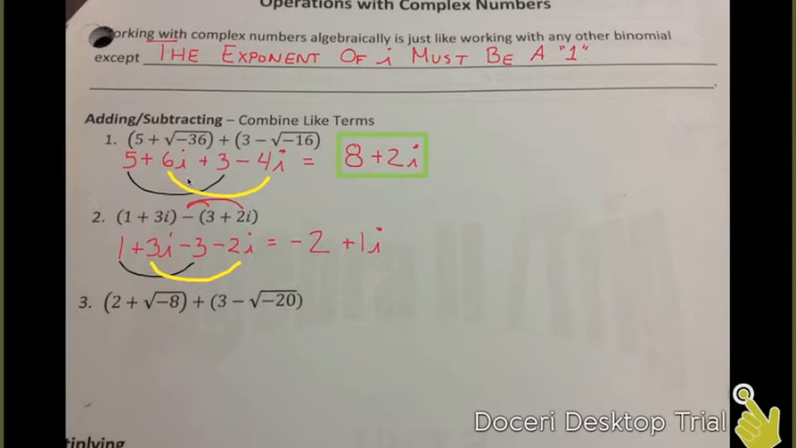Now you want to leave it that way, even though the 2 is negative in front, because that is standard form of a complex number. You want the i to be at the very end. So -2 plus 1i.